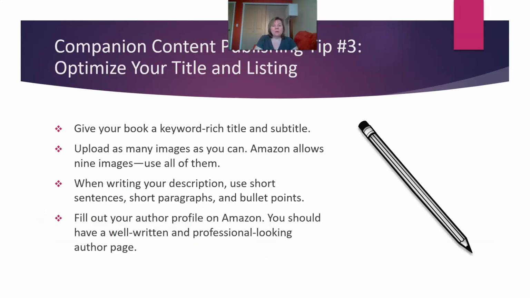And the third tip is to optimize your title and listing. You want to make sure you have your title optimized. You can do a title and subtitle, which is what I often recommend. You might have a more general title like Health and Fitness Tracker, and then a subtitle, Daily Habits for Losing Weight, or something like that. You can upload images, and with your description, you should be crafting that almost like a mini sales page, using lots of short, readable content and so forth.